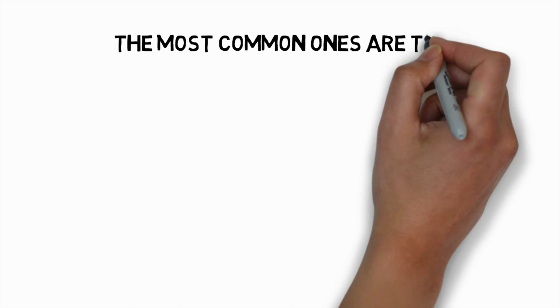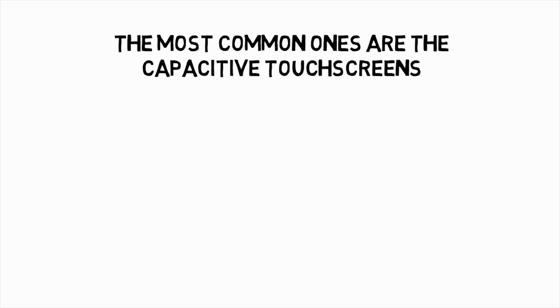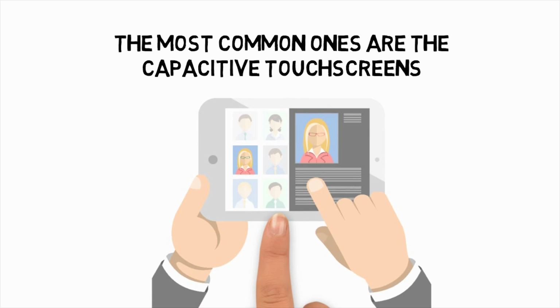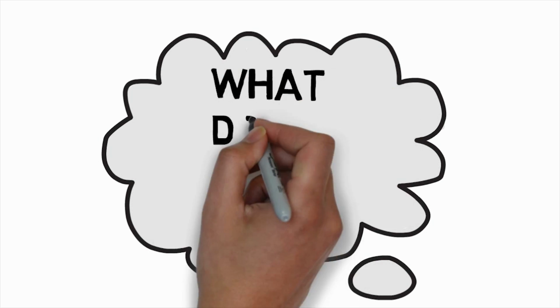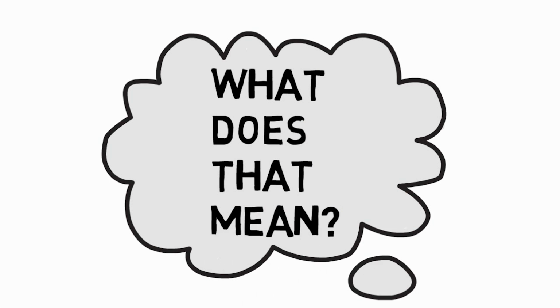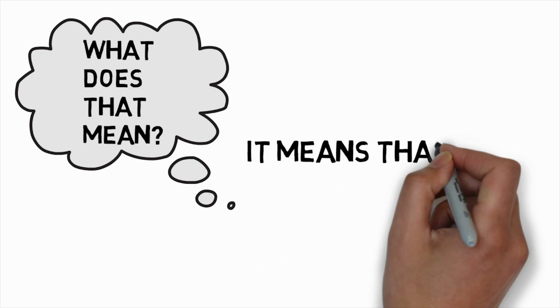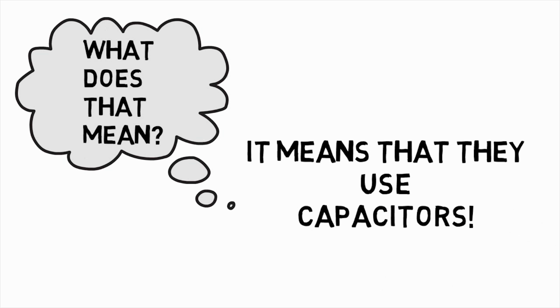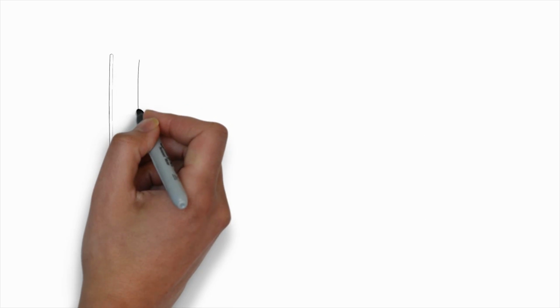The most common ones which are used in the modern days are called the capacitive touch screens, okay, which are used in many modern day smartphones and tablets. But what exactly do we mean by that? Well, that simply means that we use capacitors inside them. Now, these capacitors are like two metal plates, okay, separated by air.